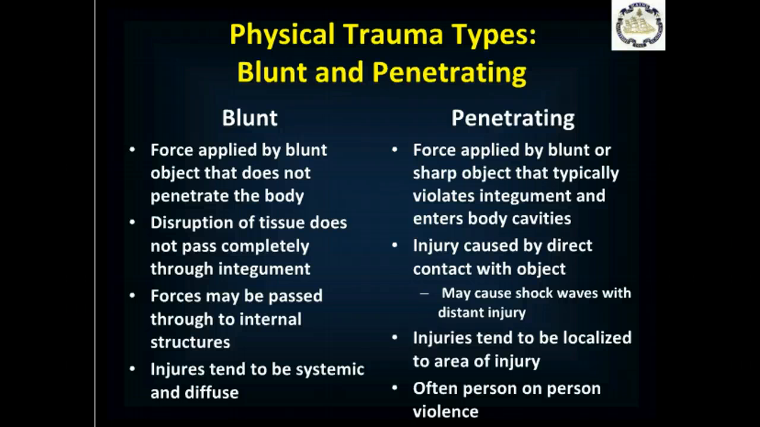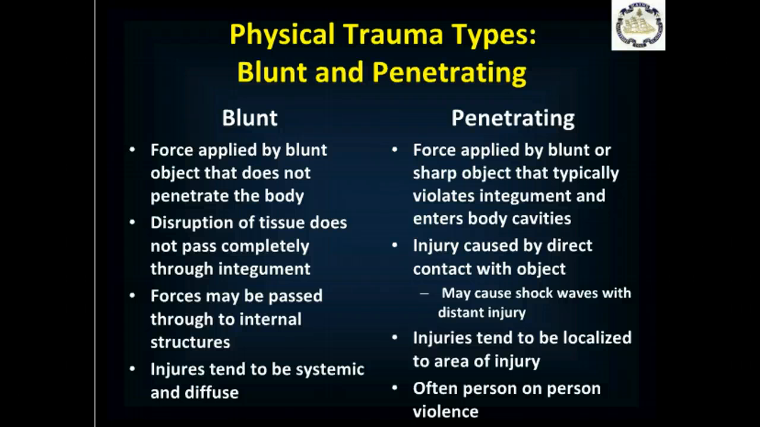In penetrating trauma, there's a force applied by a blunt or a sharp object. We think of sharp objects in penetrating trauma, but being hit hard enough by a blunt object can do this as well. And the skin gets opened up and the object itself enters into a body cavity. And the injury is caused by direct contact with that object.